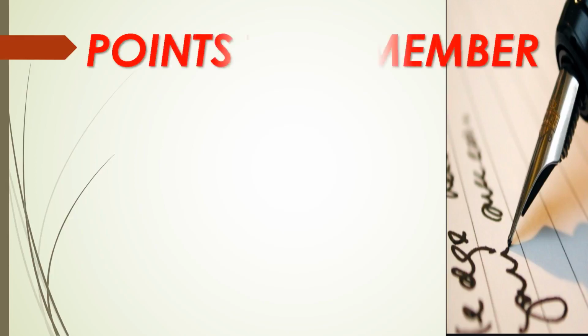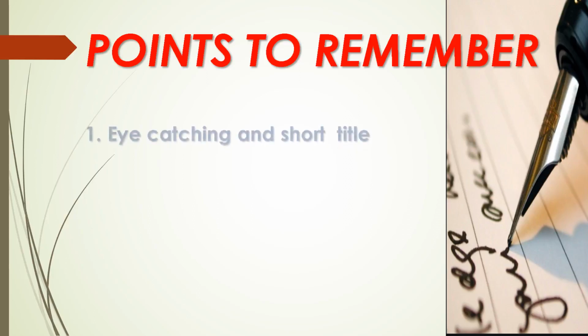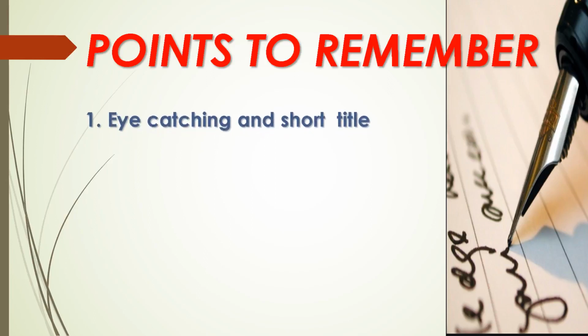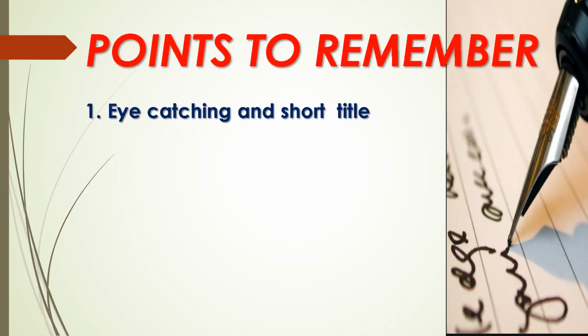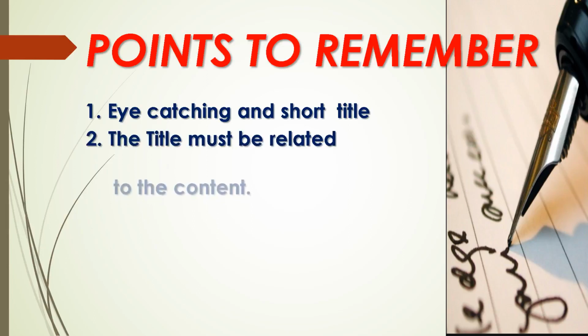Now let's see what are the points to remember when you write an article. The first one is, your article must have an eye-catching and short title. It means that the title of your article must not be a lengthy one like a sentence. It should be catchy, eye-catching and short. Next is, the title must be related to the content.